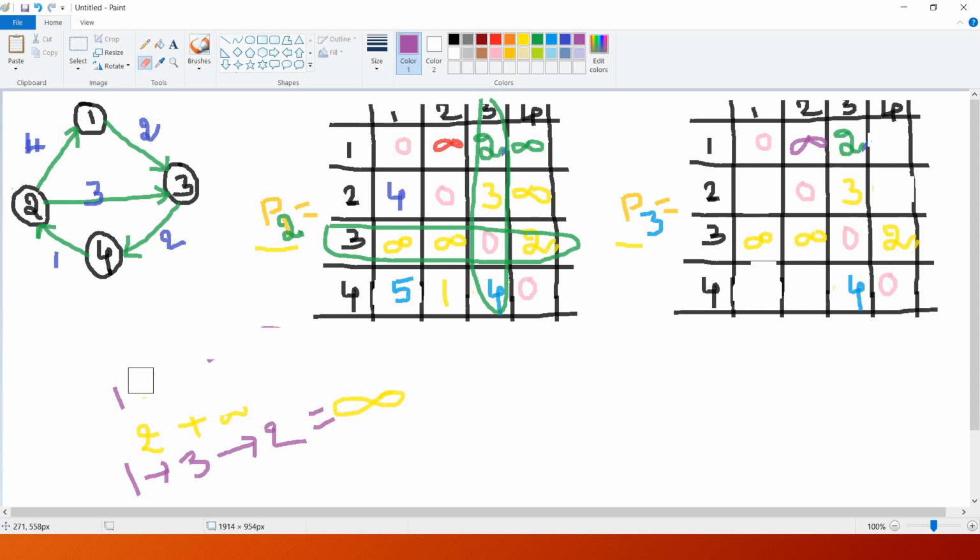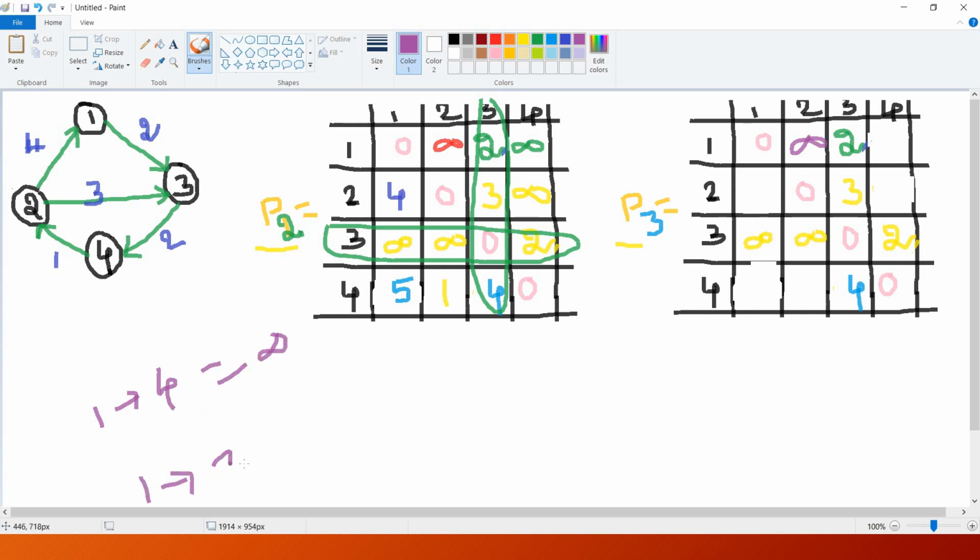Move on to the next one. Next one is 1 to 4. So 1 to 4, we already have infinite, right? So let us try to find out with intermediate 3. 1 to 3, 3 to 4. See, if you observe clearly, every time we are adding this 3 in P3, 2 in P2, 1 in P1, 4 in P4. Okay. So what will be the cost? So 1 to 3 is of cost 2 plus 3 to 4 is of cost 2. Yes, 1 to 3, 3 to 4. So 1 to 4 is of cost 2 plus 2, 4.